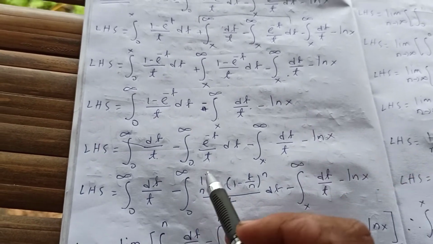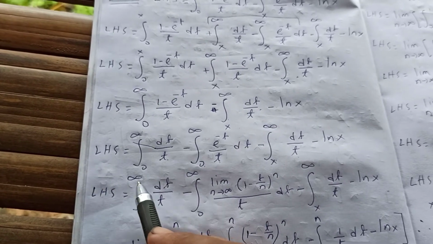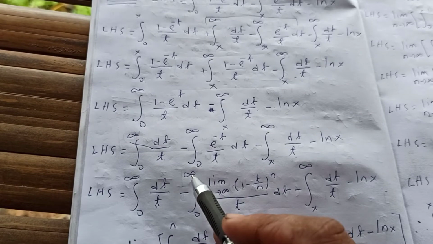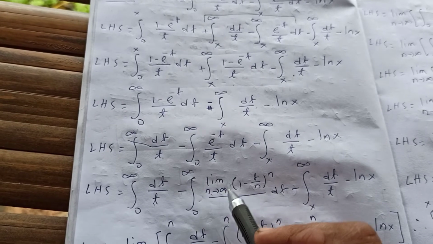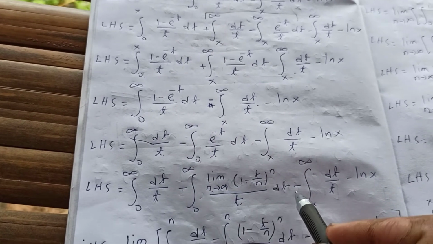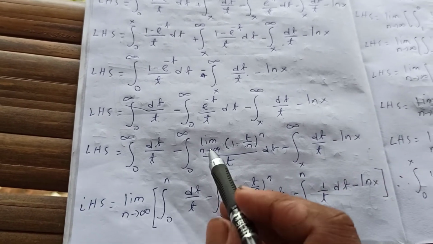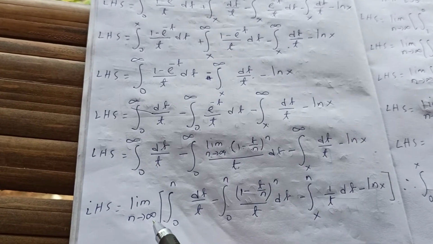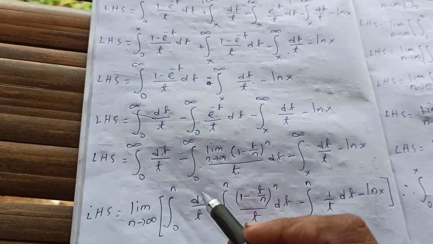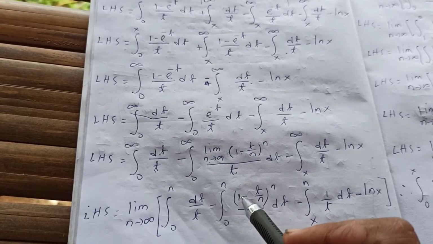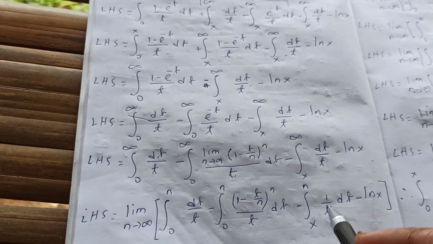Now we're going to use the limit representation of e to the negative t. The left hand side is the integral from 0 to infinity of dt upon t, minus the integral from 0 to infinity of the limit as n tends to infinity of (1 minus t by n) to the power n upon t dt, minus the integral from x to infinity of dt upon t, minus log x. Now taking the limit outside, all the infinities change to n: the integral from 0 to n of dt upon t, minus the integral from 0 to n of (1 minus t by n) to the power n upon t dt, minus the integral from x to n of 1 over t dt, minus log x.